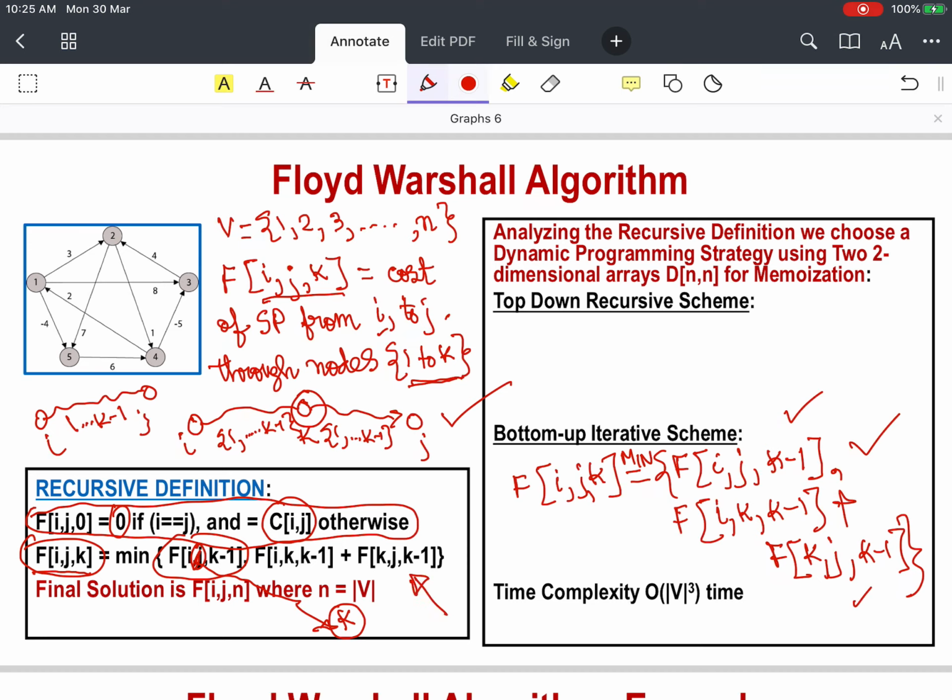This avoids computation of the innermost minimum loop that the matrix multiplication had, which means that now I have only 3 loops: the outer loop of 1 to n, the other 2 loops of i and j, and the innermost computation is just a simple constant computation. And therefore it leads to an order v cubed algorithm. I leave it because from this definition the dynamic programming algorithm is obvious.